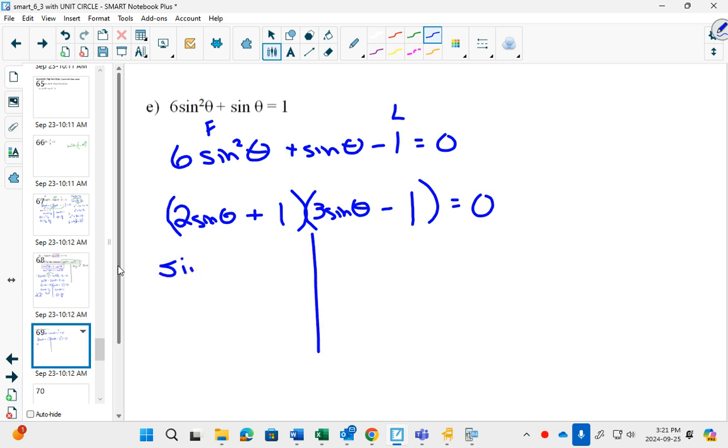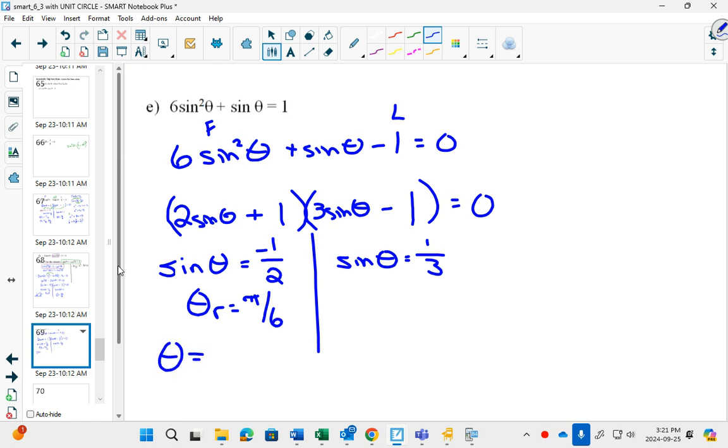Now when we split this, if this one's equal to 0, you move the 1 over and divide, you get -1/2. If this one was equal to 0, you move the 1 over and divide, and you get 1/3. This value is on your pie. What's your family? That'll tell you your reference set. And then since sine is negative, according to the CAST rule, sine is negative in quadrant 3 and quadrant 4. So we would have 7 pi on 6 and 11 pi on 6.